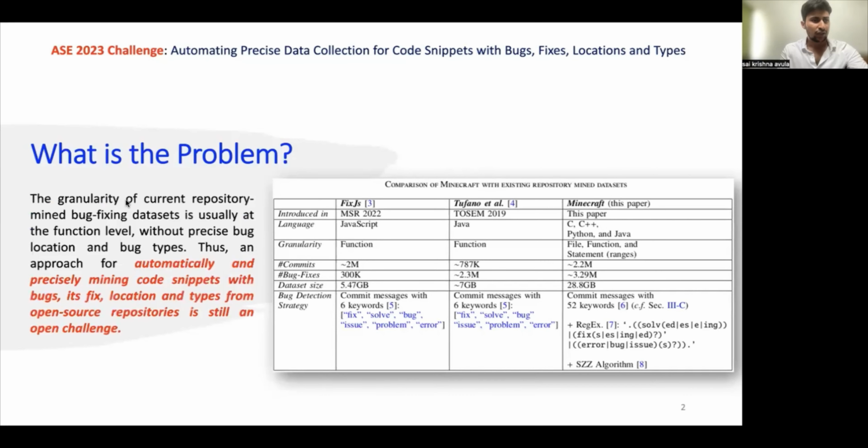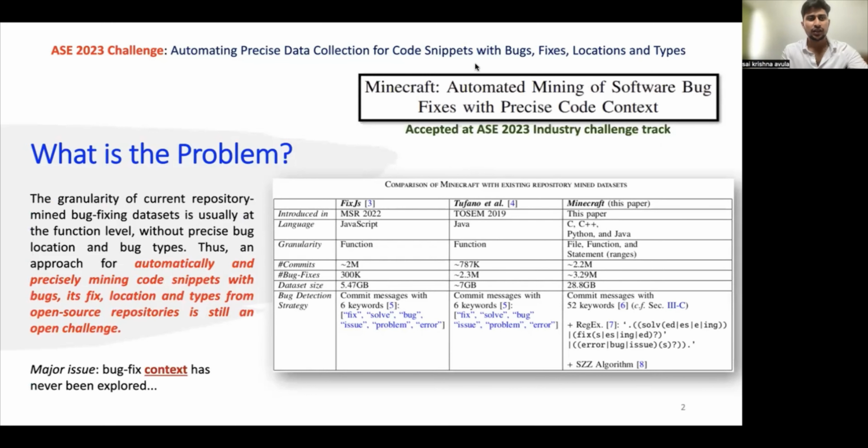Also, the granularity of current repository-mined bug fixing datasets is usually at the functional level without any precise bug location and bug types. The major issue that has not been explored yet is bug fix context. So we came up with a solution named MineCraft, which is nothing but automated mining of software fixes with precise code context, which got accepted at the ASE 2023 Industrial Challenge Track.